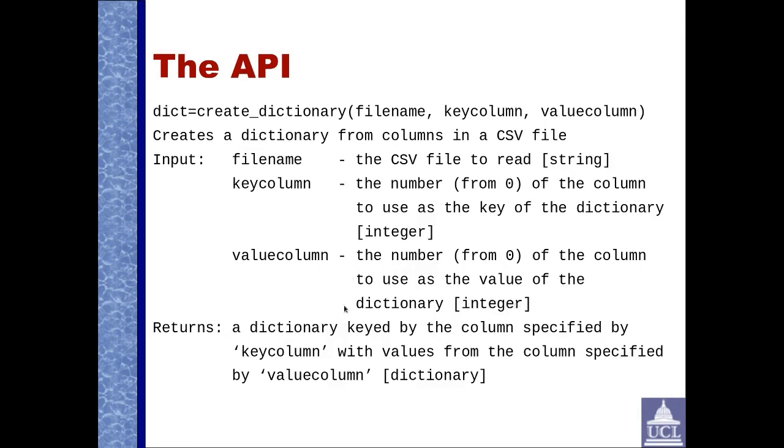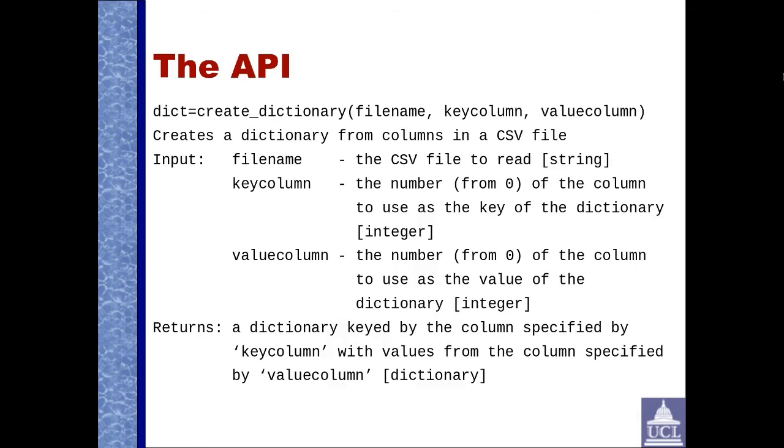And then what does it return? Well, it returns a dictionary keyed by the column specified by key column with values from the column specified by value column. And that's of type dictionary. That is your API. It's nothing more than that. It's just a description of the inputs and the returns and what the function does.